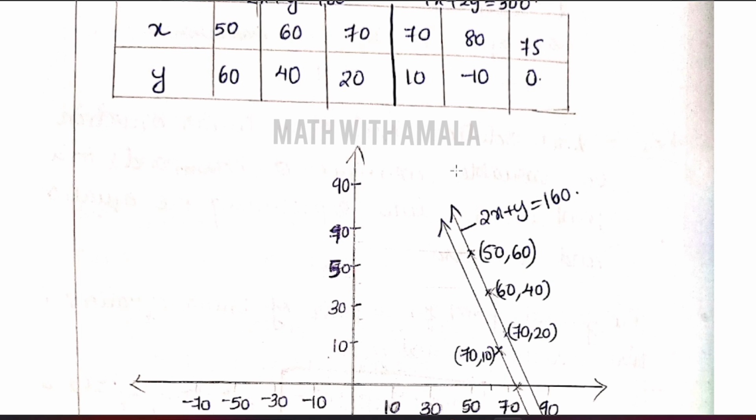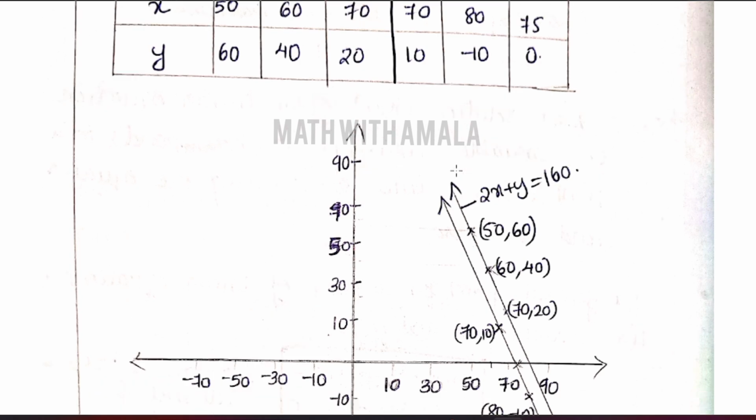If I get 50 as x and y as 60, then the ordered pair is (50, 60), and you can mark it over there. Then the next point is (60, 40), then (70, 20). And for the next line, (70, 10), (80, minus 10), (75, 0). Likewise, you can find two lines and give them names also. And when you draw each line, give arrow marks at the two ends also.